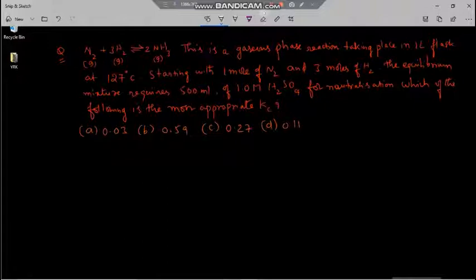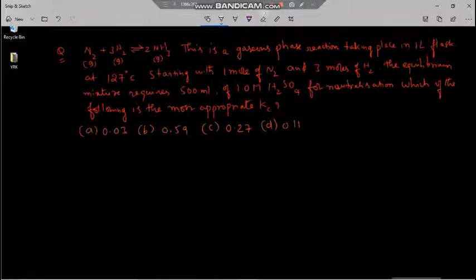So let us see this question. N2 plus 3H2 in equilibrium with 2NH3. This is a gaseous phase reaction taking place in a 1 liter flask at 127 degrees Celsius. Starting with 1 mole of N2 and 3 moles of hydrogen, the equilibrium mixture requires 500 ml of 1 molar H2SO4 for the neutralization reaction. Which of the following is the most appropriate Kc value?